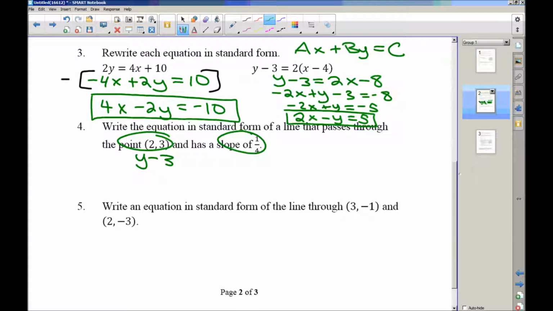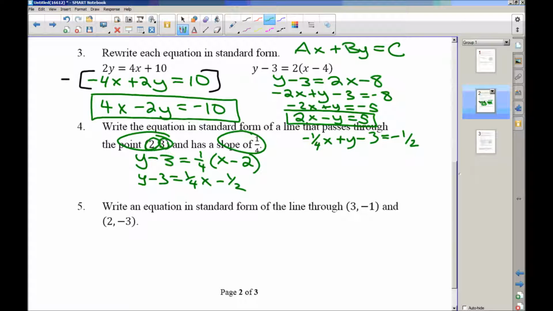So y minus the y-coordinate, remember the y-coordinate was 3, equals our slope, which is 1/4, and then x minus the x-coordinate, and the x-coordinate was 2. Same as before, I've got it in point-slope form, I just change it to standard form. So y minus 3 equals 1/4 x minus 1/2, just distributing the slope. And then I'll move the x term over, so this will become negative 1/4 x plus y minus 3 equals negative 1/2.